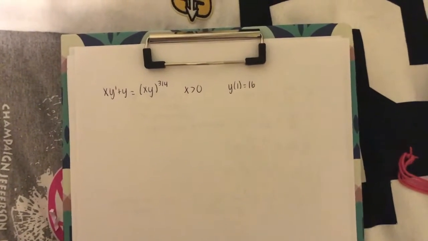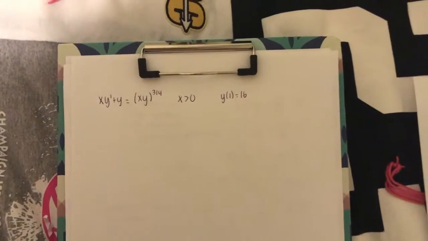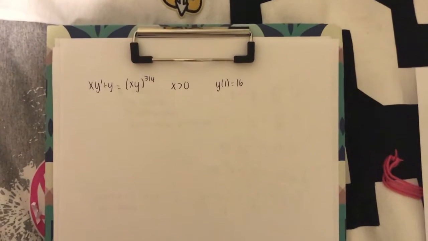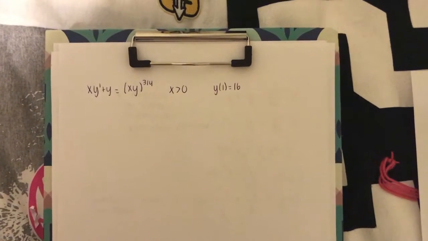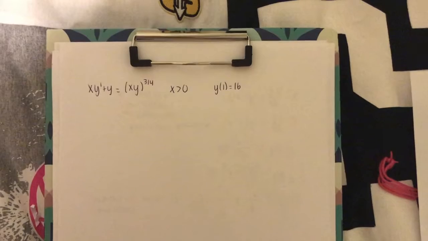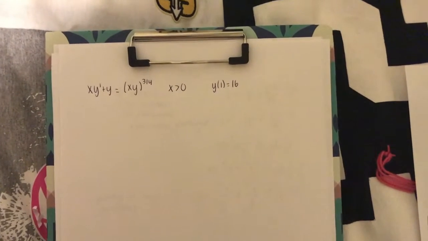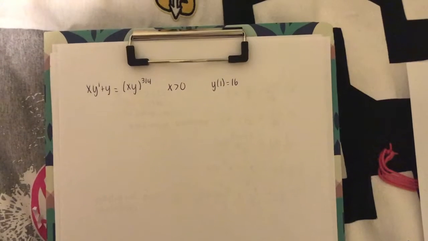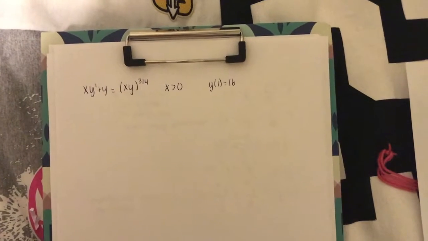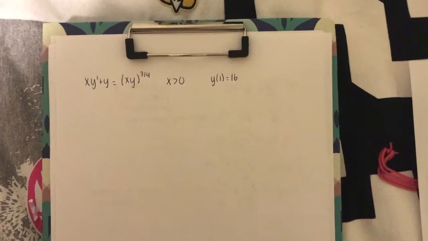Let's look at the differential equation x times y prime plus y equals x times y all to the 3/4 power. Our initial conditions in this equation are x is greater than 0 and y, when we plug in 1 for x, is equal to 16.